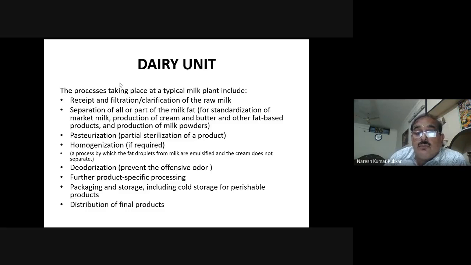So basically, to create this, the raw material is milk. From milk, they create flavored milk, which is also one of the products from the dairy unit. The first thing is separation of milk fat, because from milk fat they can create ghee, and even this is also a product of the dairy industry.